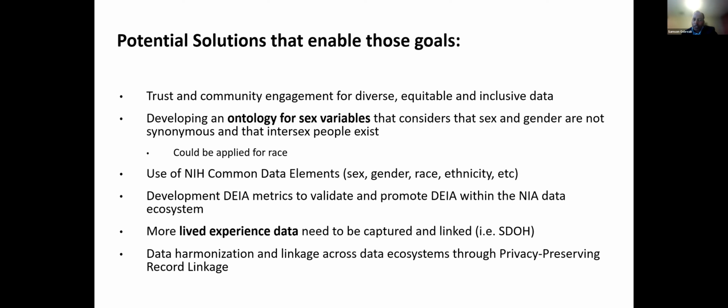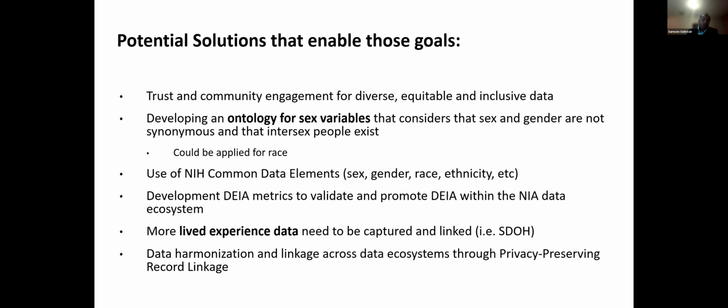In relation to use case one, developing an ontology for the sex variable that considers that sex and gender are not synonymous, and that intersex people exist, is very important. This could be applied similarly to racial and ethnic representation as well. Use of NIH common data elements for sex, gender, and racial and ethnic groups is very important. Some of the resources available, like the PhenX Toolkit, include common data elements.